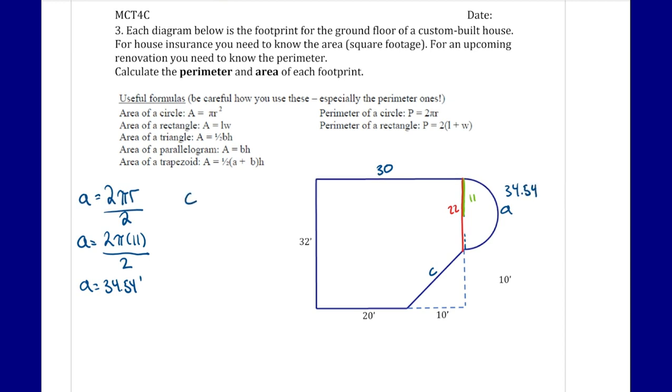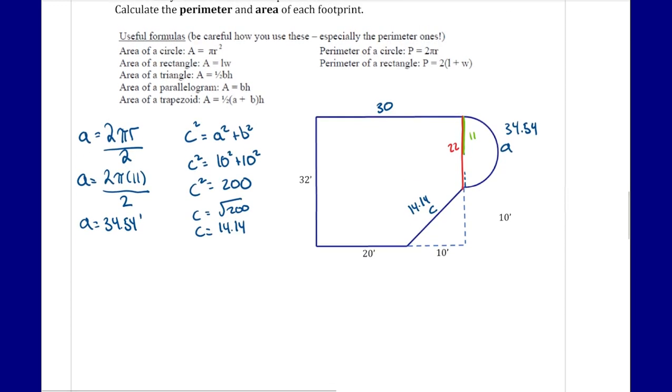We just need C, our diagonal. So this is going to be similar to the Pythagorean theorem, or sum of squares. C squared equals A squared plus B squared. C squared equals 10 squared plus 10 squared. C squared equals 200, and C equals the square root of 200, which is equal to 14.14. So now I know this diagonal, and that helps me to figure out my perimeter.